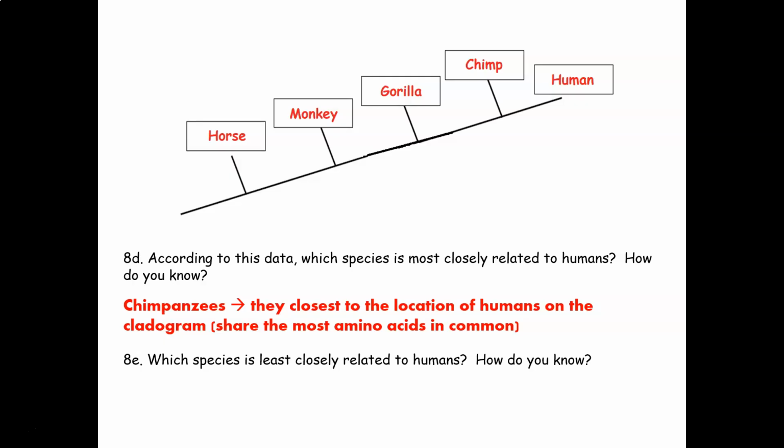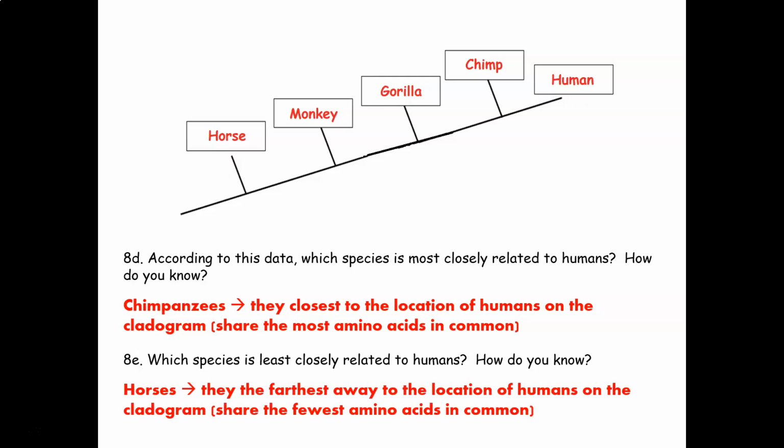All right, let's take a look at the next one. Which species is least closely related to the humans, and how do you know? All right, again, if I'm going to look at who's least like the human, that means they have to have the most number of differences between their amino acid sequences, and as a result, they would be furthest from each other on the cladogram. So in this case, that's the horse.